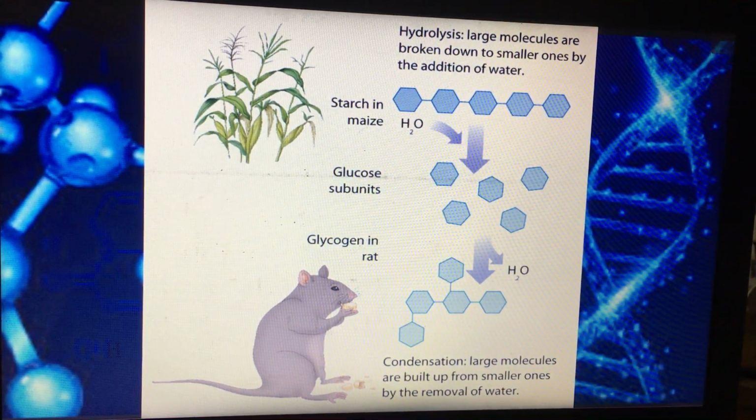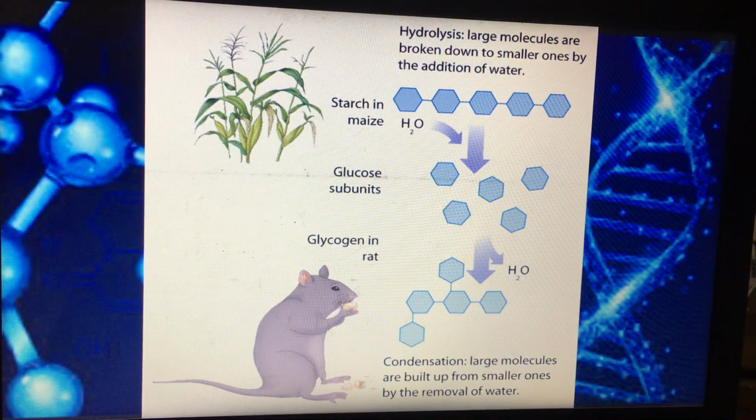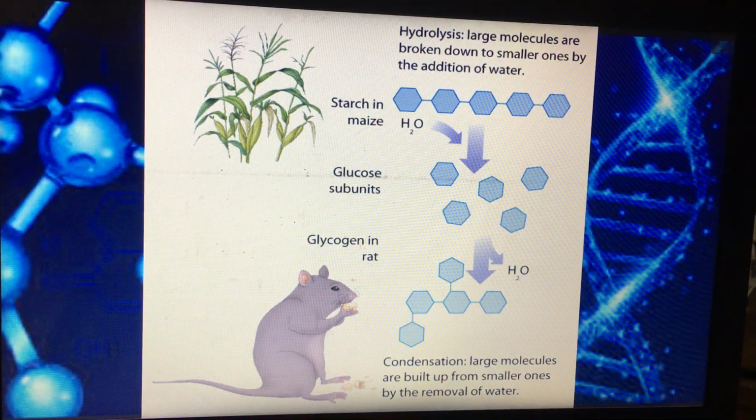After that, inside the rat's body, large molecules of glycogen are built up from glucose subunits by the removal of water. So when we remove the water, that will build up large molecules from smaller ones, and the example here, glycogen, is built up from glucose subunits. And this process is called condensation, or sometimes scientists call it dehydration. So here, hydrolysis and condensation are opposite processes.